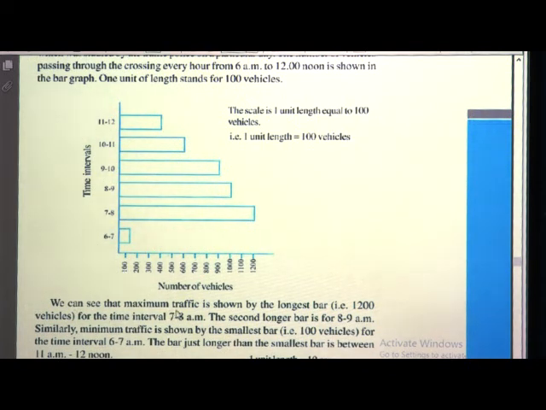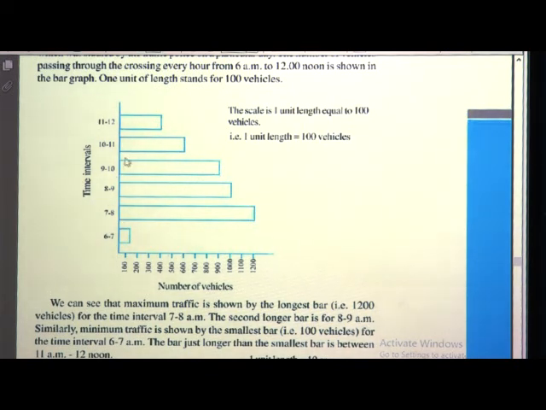We can see that maximum traffic is shown by the longest bar. By observing this bar graph visually, we can find that the longest bar has the maximum traffic. How much traffic does it have? 1200, between the timing 7 to 8 am. The second longest bar is this one. You can see it has 1000 vehicles, and the time interval is 8 to 9 am.